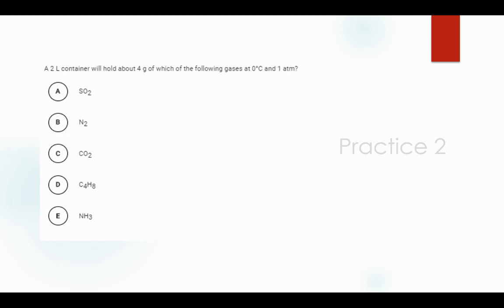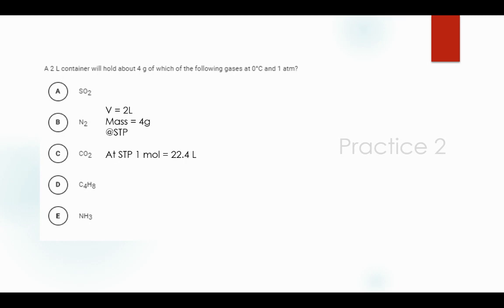A 2-liter container will hold about 4 grams of which of the following gases at 0 degrees Celsius and 1 atm? Okay, so we're given a few pieces of information. Our volume is 2 liters, and our mass is 4 grams. And this is at standard temperature and pressure. So remember, at standard temperature and pressure, 1 mole is equal to 22.4 liters.